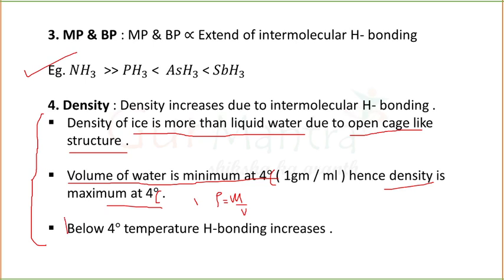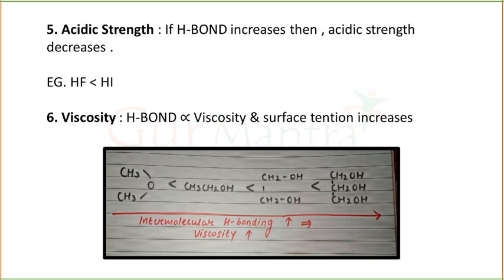And this point is also very important, that is below 4 degree temperature, hydrogen bond increases. As you decrease temperature, hydrogen bond increases. Fifth point is about acidic strength. As the hydrogen bonding increases, acidic strength decreases.